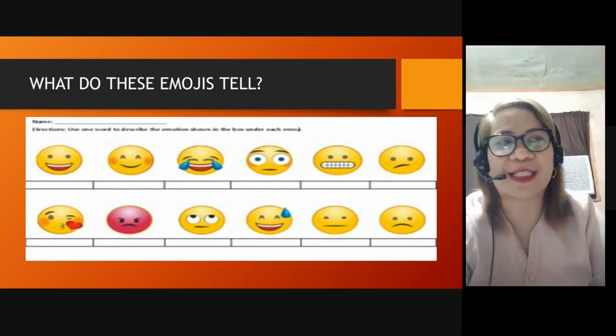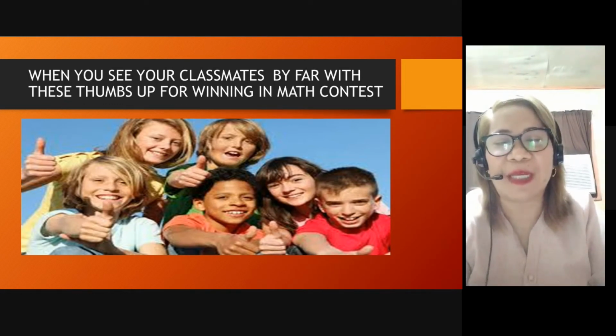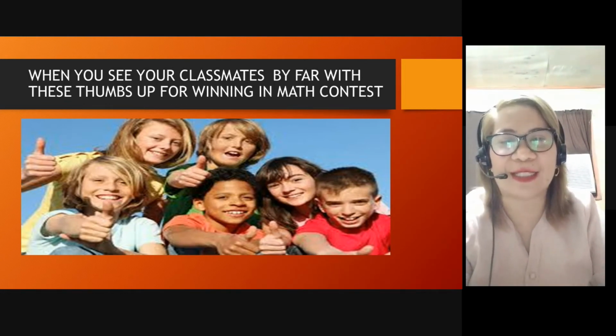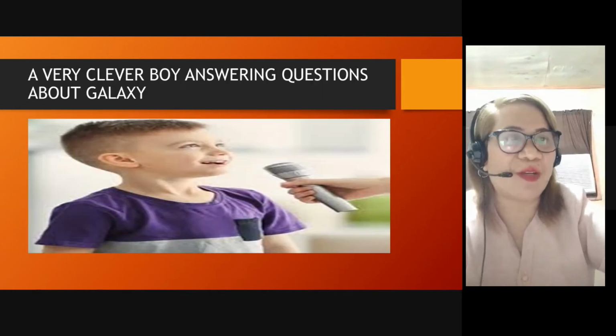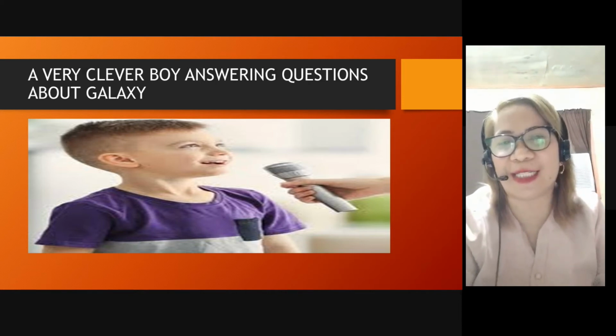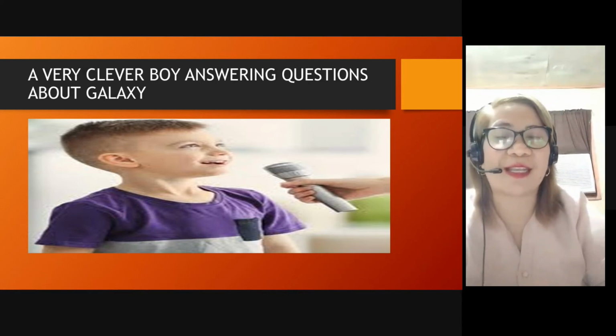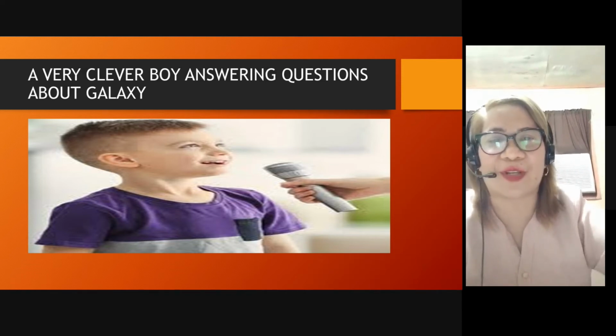Moving on with the next. When you see your classmate with this thumbs up for winning in a math contest, do you think this implies verbal or non-verbal communication? Moving on with the next. You have seen a clever boy answering questions about galaxy. What do you think he is doing? Is it verbal or non-verbal communication?